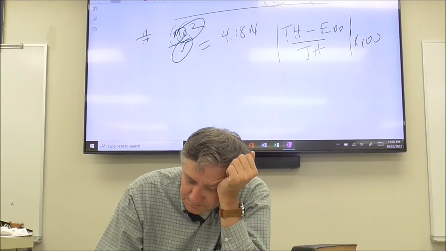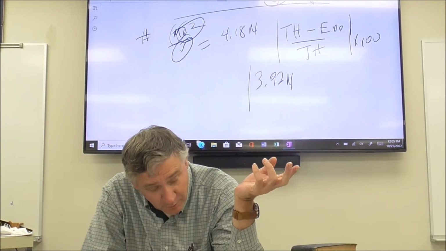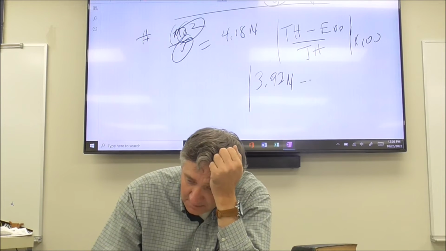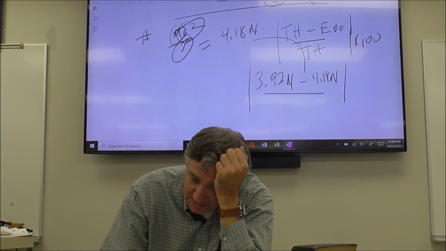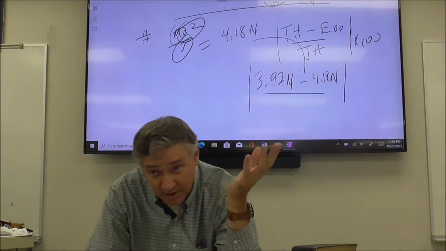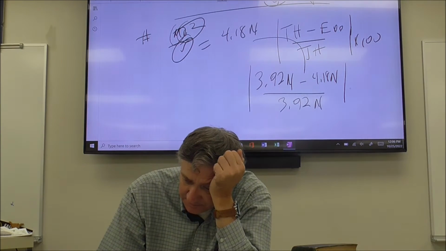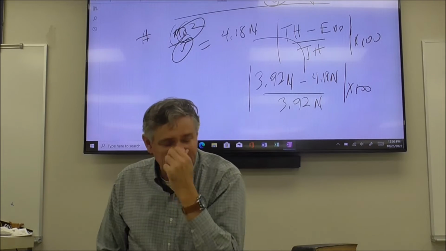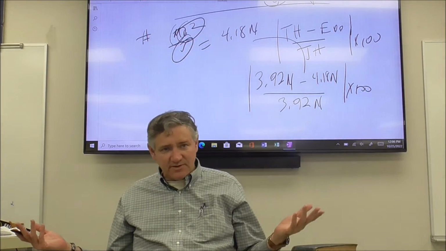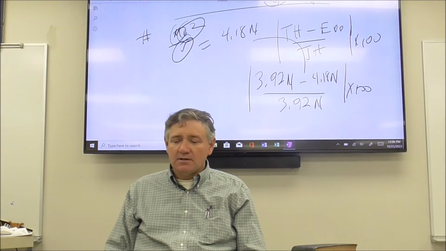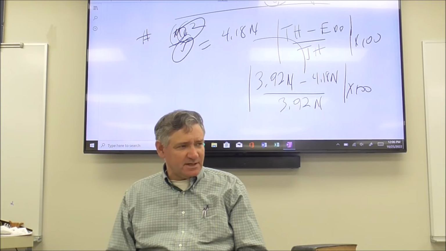So you can take 3.92 newtons, which is the weight of that 0.4 kilograms, minus, in this case, 4.18 newtons, which is what you got from using mv squared over r. So that's your experimental value. And then you're going to divide that by 3.92 times 100. Now this is why it doesn't make any difference how you subtract it, because it's an absolute value anyway. Okay? So typically those errors are between 5 and 15%.